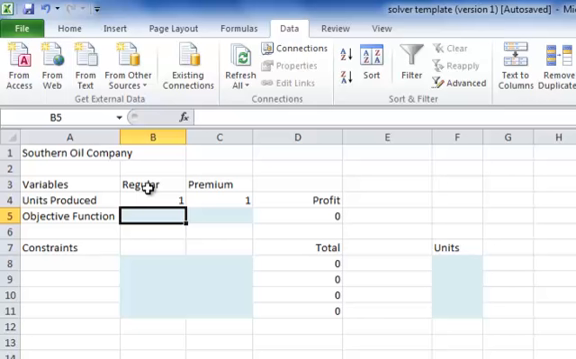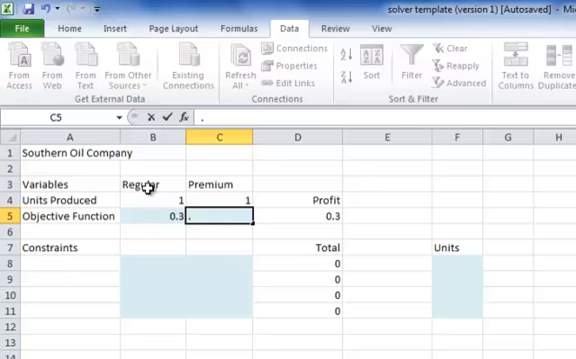So let's look at profits first. Our objective function is that we will make 30 cents profit for every gallon of regular gasoline, and we will make 50 cents profit for every gallon of premium gasoline that we sell.